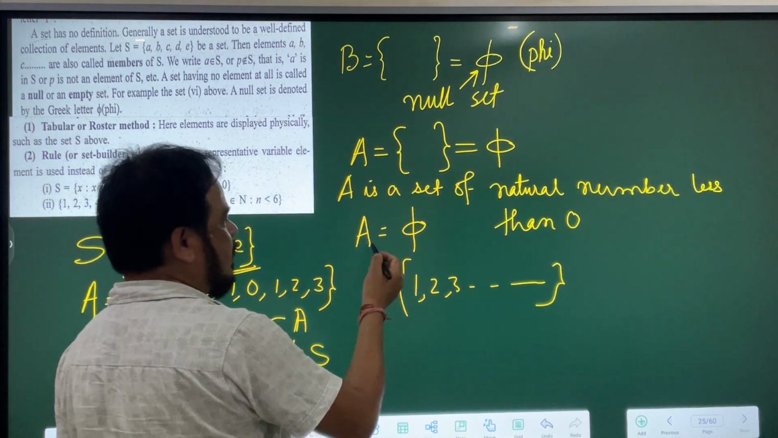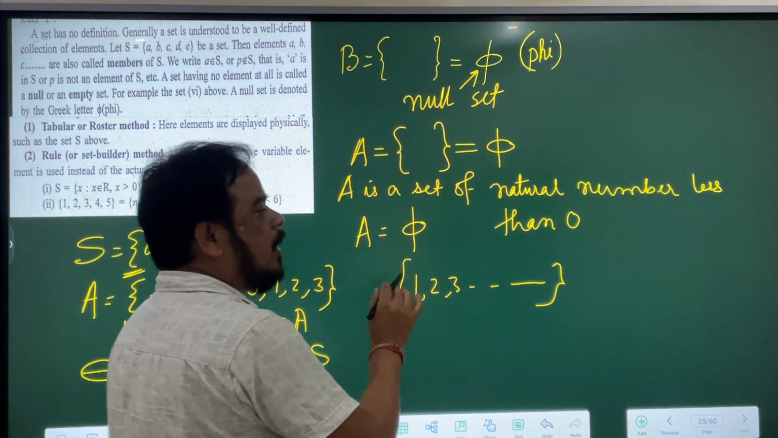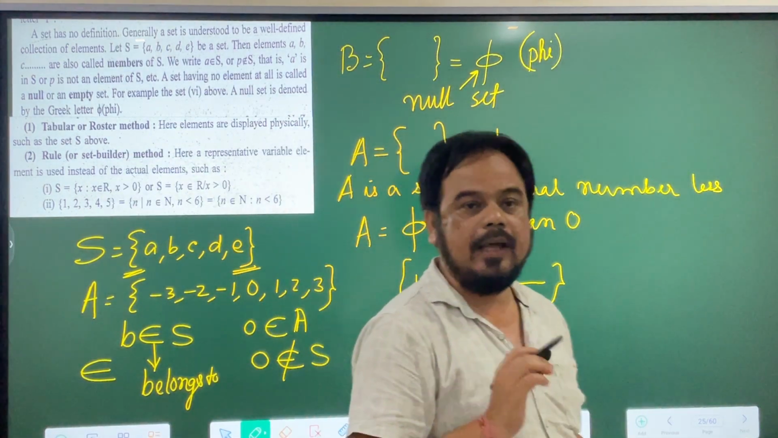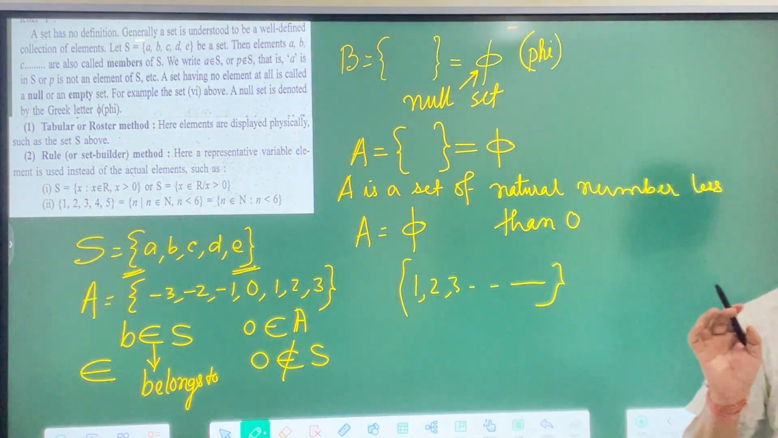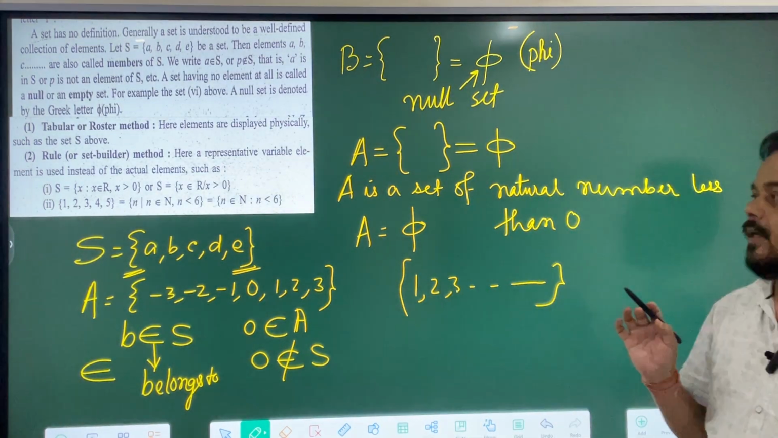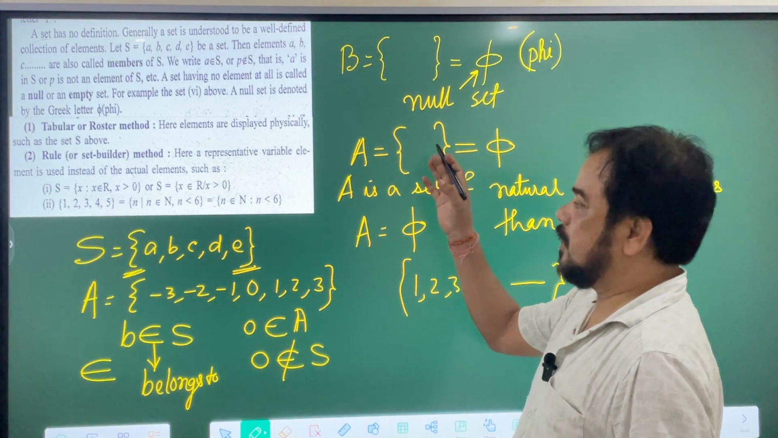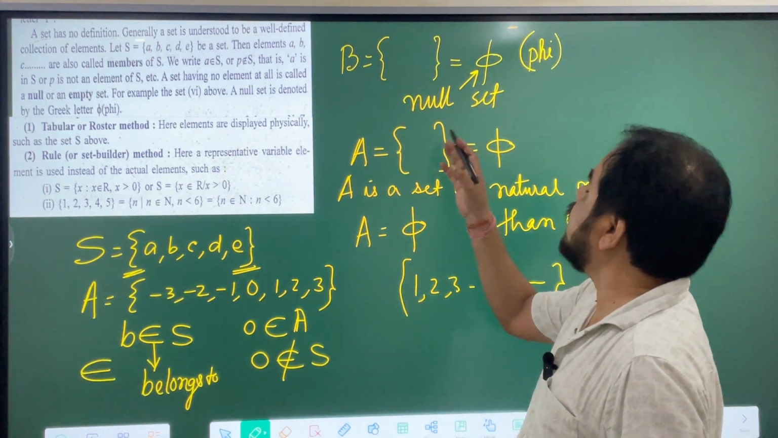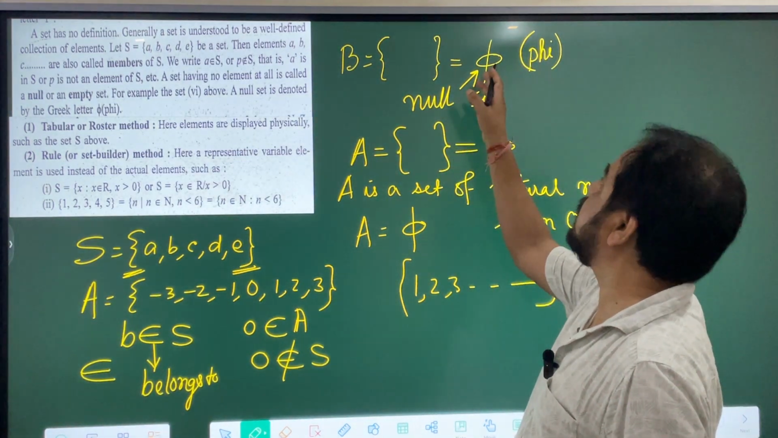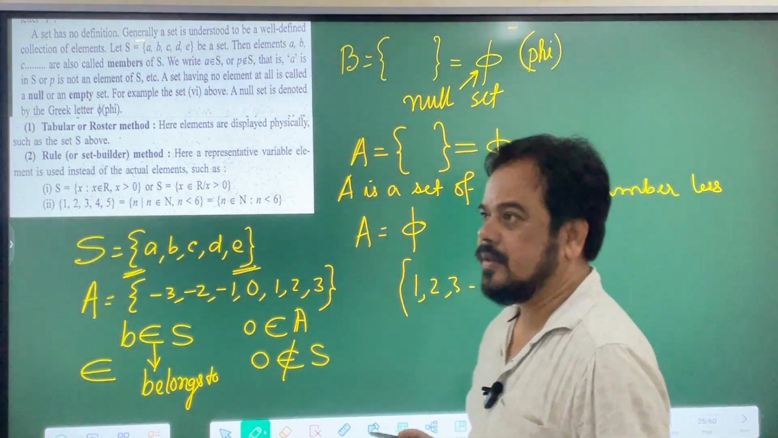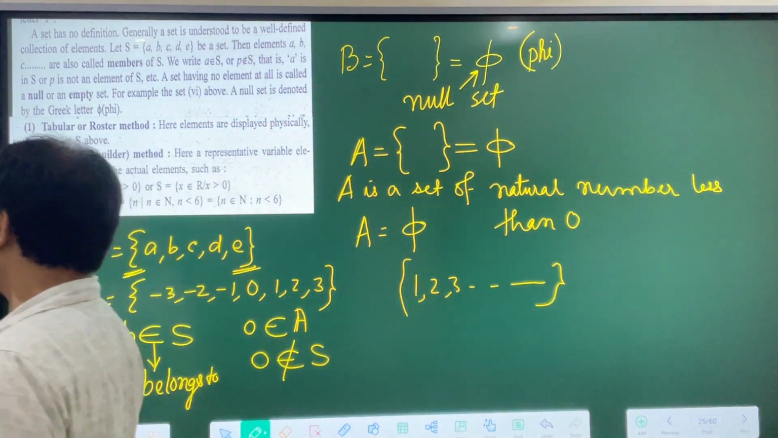It will be understood by us that A is a set in which there is not a single element. No elements are there. I hope you understand what is phi, what is null set. For the name, it is called null set. For the symbol, it is phi.